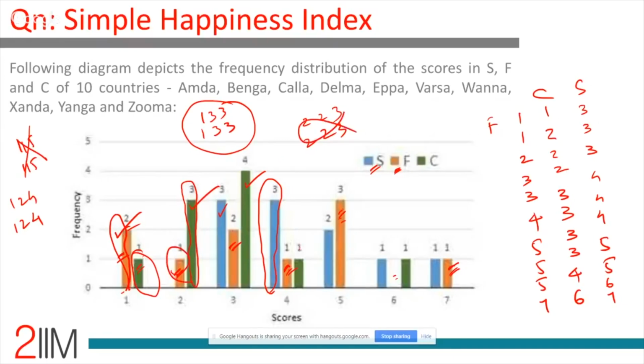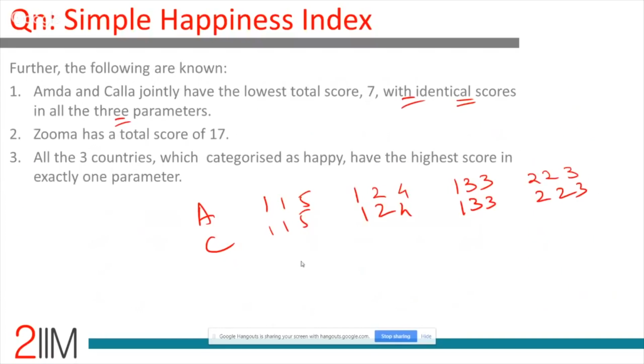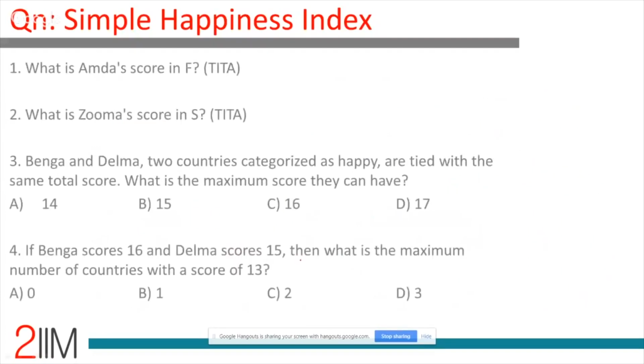So Amda and Kala, A and C, could have added up to 7 in only 2 ways. 1-2-4, 1-3-3. Brilliant. So we've eliminated 2 possibilities. That's that condition. Because it says they've got identical scores. We're dealing with either 1-2-4 or 1-3-3. And that's very useful. And so the questions here follow from there.